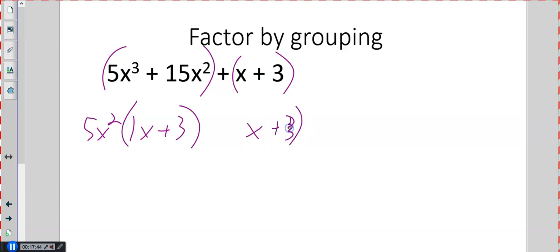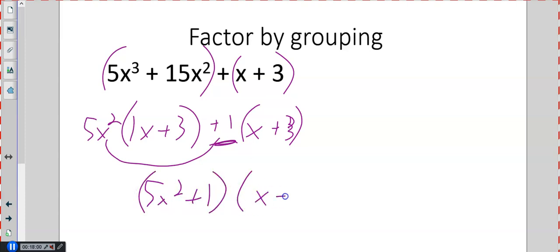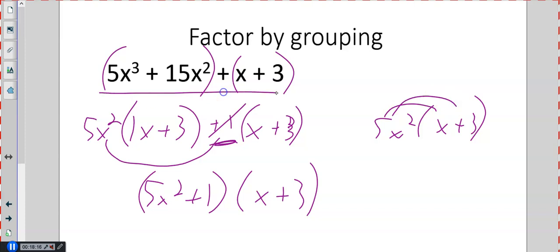You might go, well, it's already there. Right, but I still need a number here. That's plus 1. Because I have to have something to hook up with the 5x squared. So 5x squared plus 1 times x plus 3. Okay? Don't leave this off and go, oh, it's just 5x squared times x plus 3, which is a common mistake. But if you think about it, that's only going to give me 2 terms, not 4 terms. So beware. And that's it.